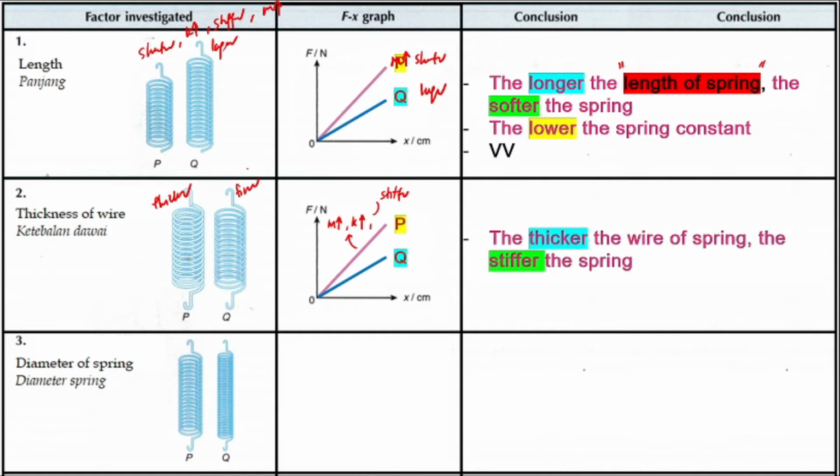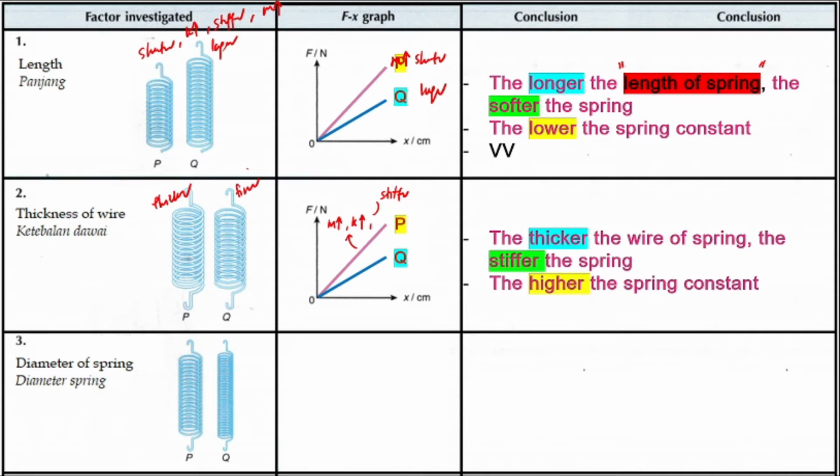So we can say that the thicker the wire of spring, the stiffer the spring, the higher the spring constant, or vice versa. Kalau misalnya dawai spring tu halus, logiknya dia tak kuat lah. Dia lembut, dia senang memanjang. Stiffer means dia punya extension is very small, susah nak panjang. Softer means easy to stretch or easy to compress. Okay, next factor is diameter of spring.